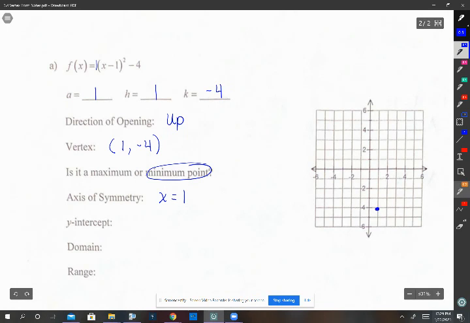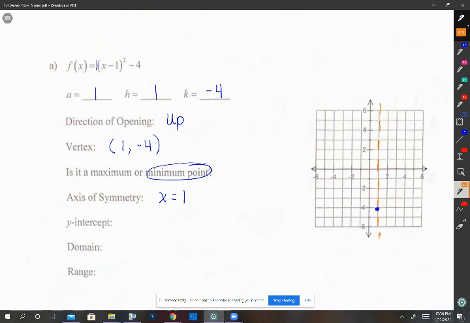I can draw my axis of symmetry, which is going to go through the middle. Whoops, it's off a little bit. So this is my axis of symmetry. And then we can see what else we can figure out. We know that it's going to go up. We don't know exactly where it's going to cross, but we do know it goes up.